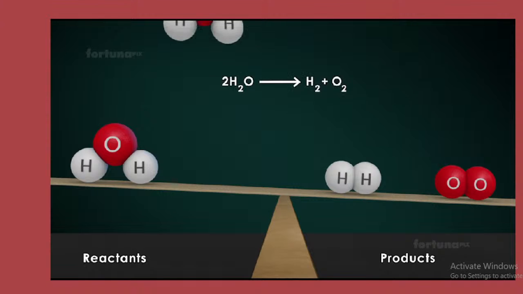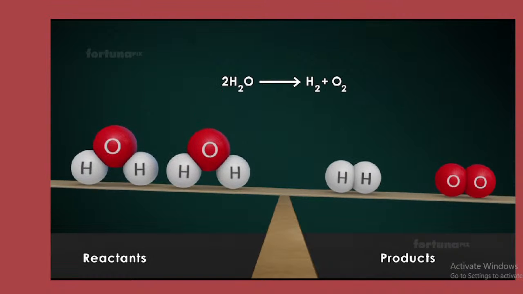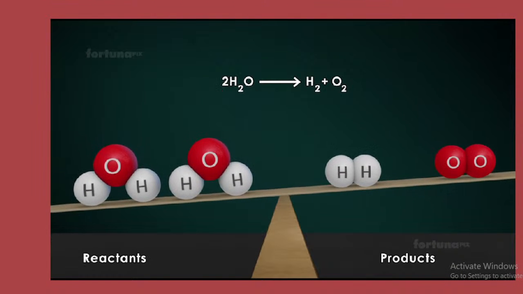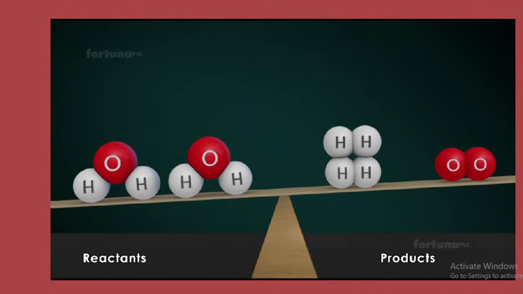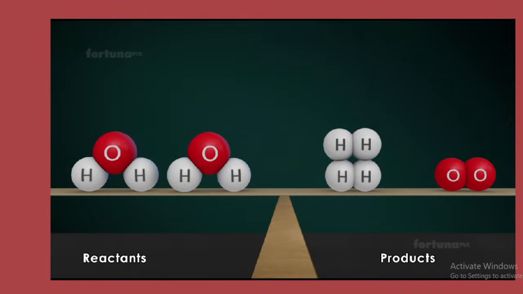Let's place a coefficient of 2 in front of the water. Now, our oxygen atoms are balanced on both sides, but the hydrogen atoms still are not. On the reactant side, we now have 4 hydrogen, and on the product side, only 2 hydrogen. To balance the hydrogen on the reactant side, we'll place a 2 in front of the hydrogen. Now, there are 4 hydrogen atoms and 2 oxygen atoms on both sides. And we have a balanced equation.